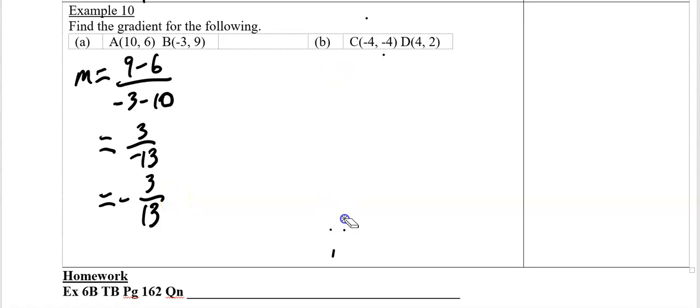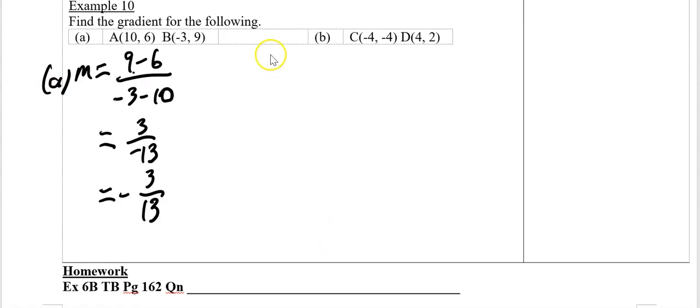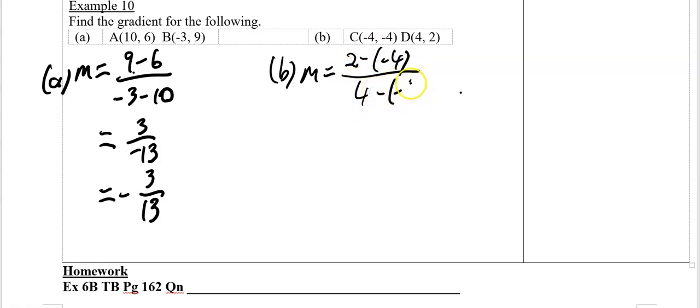Okay, so on to the next example, part B. So this is part A. Okay, in part B, we have M equal to 2 minus minus 4 divided by 4 minus minus 4. So this gives us actually 2 minus minus 4 is actually 2 plus 4, which is 6. And 4 minus minus 4 is 4 plus 4, which is 8. So this actually gives us 3 over 4.